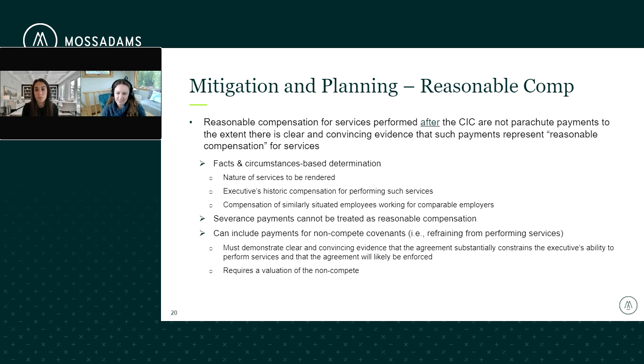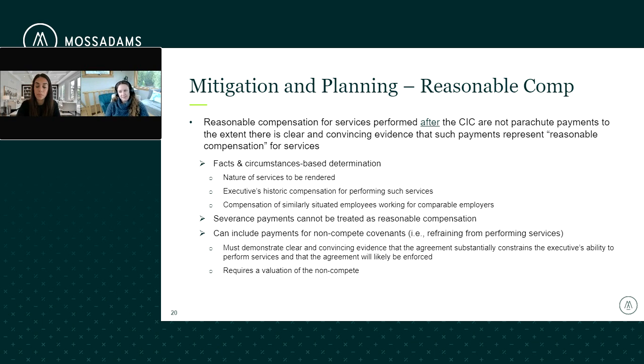And then one of the things we commonly have seen in the past around planning here is related to non-compete agreements. And the regulations specifically say that you can fall under this exception for payments that are for refraining from performing services as well. But you must demonstrate, again, clear and convincing evidence. And here, that the agreement substantially constrains the executive's ability to perform services, and that the agreement will likely be enforced. So this includes considerations around the individual's desire to compete, their ability to effectively compete, the feasibility within the market of effective competition. And then other factors considered include that individual's economic resources, their business expertise within the industry, contacts and relationships with customers, suppliers, or other contacts of the company, and then the buyer's interest in eliminating competition.